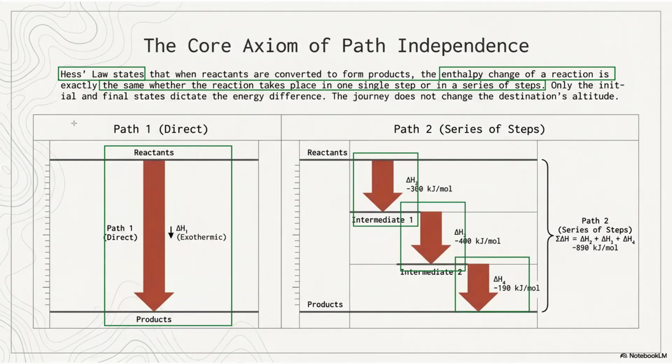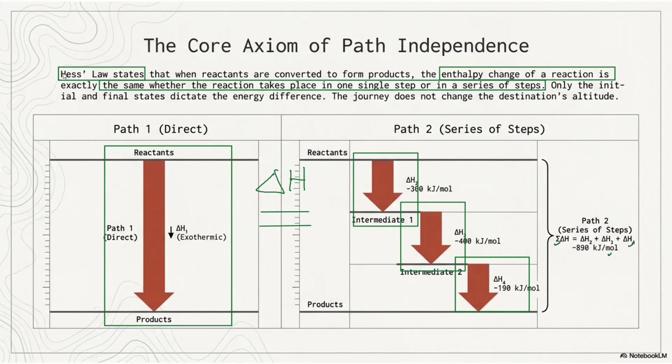So it is to say that no matter whether you are taking the one step or the series of steps, the enthalpy change of the reaction is going to be the same. The overall delta H is going to be the same in here. Okay, so in short, we say that the total enthalpy change is equal to delta H2 plus delta H3 plus delta H4. So that is what Hess's Law is trying to say here.